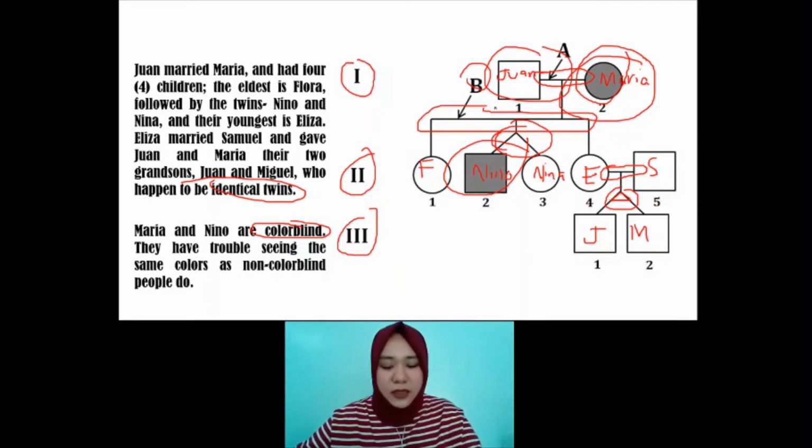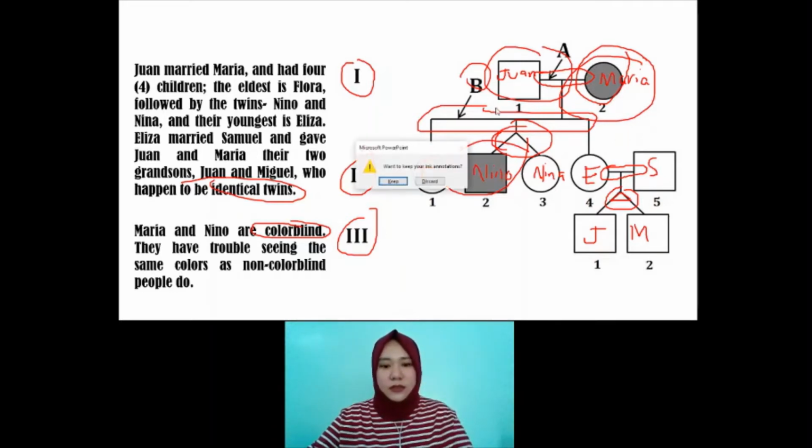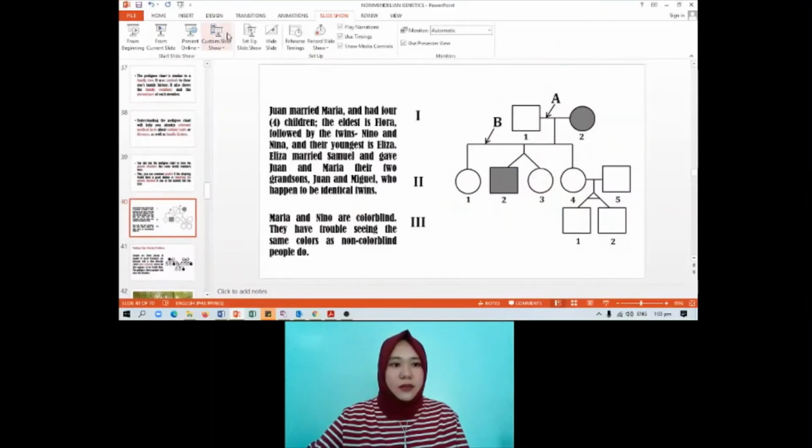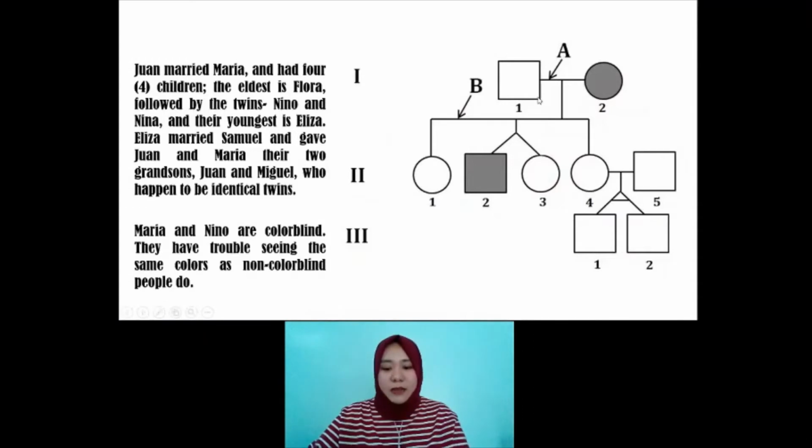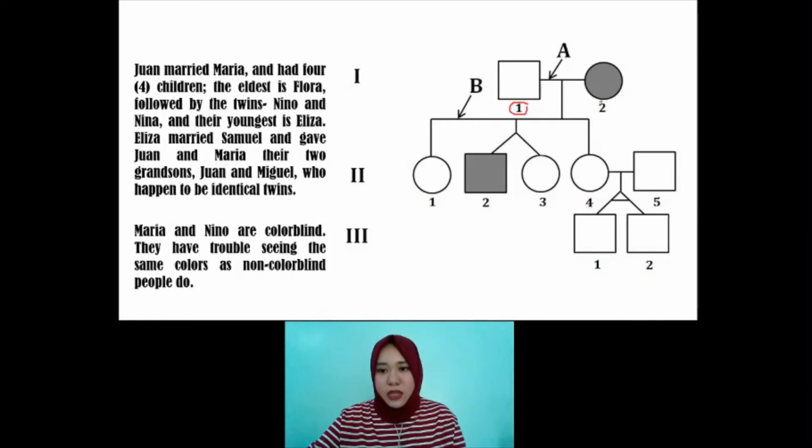Wait, let me just clean this out. Okay, that's why if you could see, kada symbol kay naay number. Okay, so for example, let's start with the first generation. So you start from the left to right. That's how you number the individuals. So you have 1 and then you have 2.